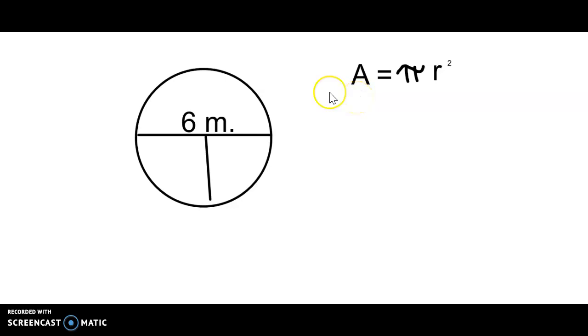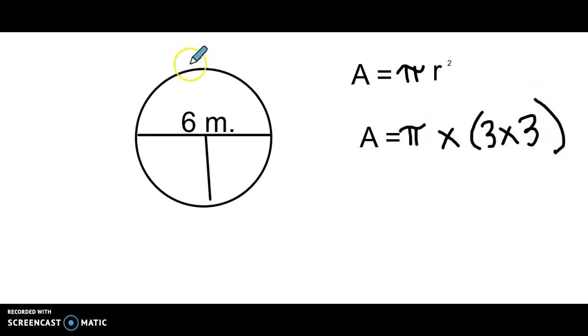So I can go ahead and figure out this problem just like I did before. So I would say area equals pi times 3 times 3. Sometimes people make the mistake of just saying 6 because they think, oh, radius squared. Oh, 3 times 2 is 6. Don't do that. Find out what your radius is first and then square it.